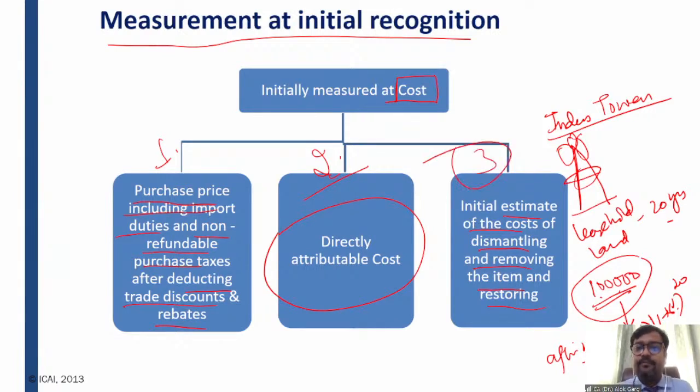So friends, as far as measurement is concerned, the property, plant and equipment has to be initially measured at cost. What is meant by cost? Cost means purchase price, including import duties and non-refundable taxes after deducting trade discount and rebates. The second one is directly attributable cost. The third one is the initial estimate of the cost of dismantling and removing the item and restoring the site. It is asset retirement cost, site dismantling cost. So this is site restoration cost, right? This estimated cost is also taken into consideration for calculating the cost of the asset, right?